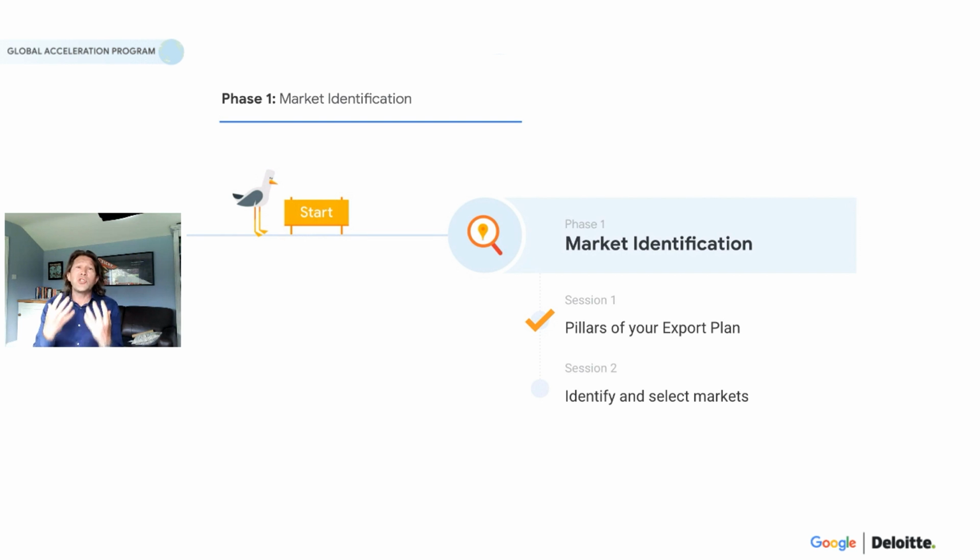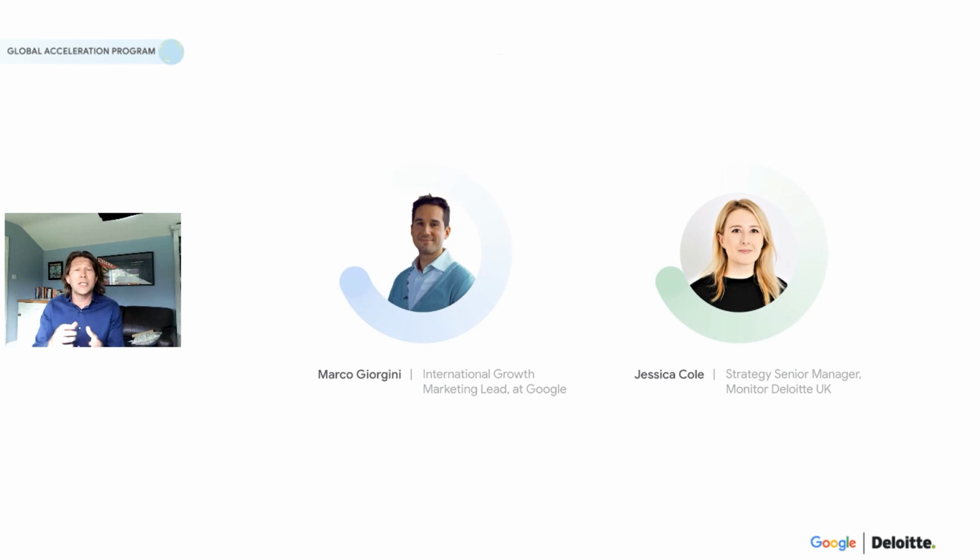Now, as I said, we have two expert speakers on hand today to do exactly that. First of all, in a moment, I'm going to welcome Marco from Google, who's going to take us through how to get the most out of Google's Market Finder tool to identify those markets that have the most potential for our international growth, before Marco then hands on to Jessica once again, who's going to take us through an exclusive model that's been put together for this program to help validate those choices, just to make sure that those markets are going to help us grow.